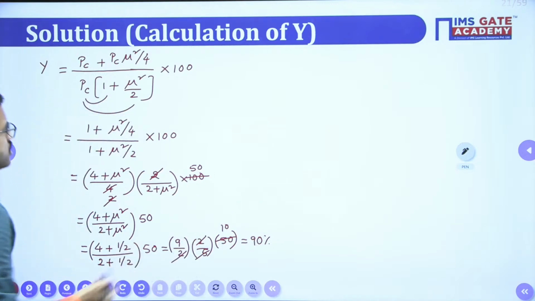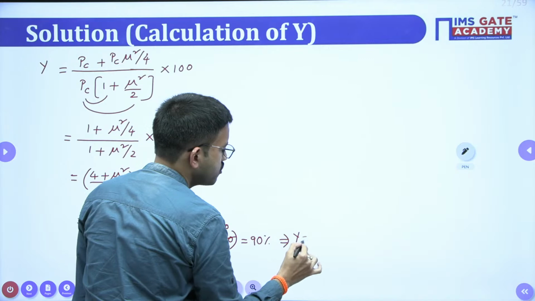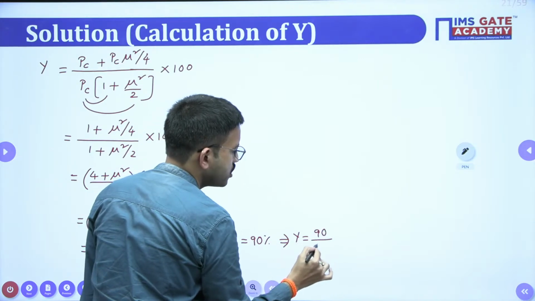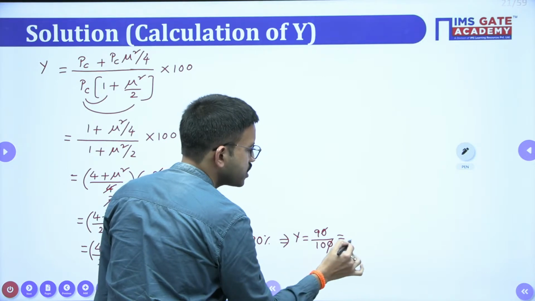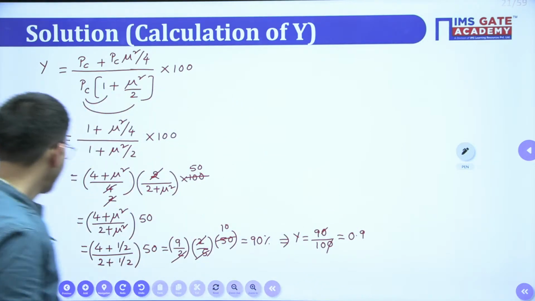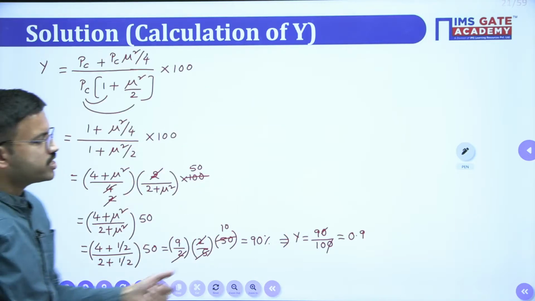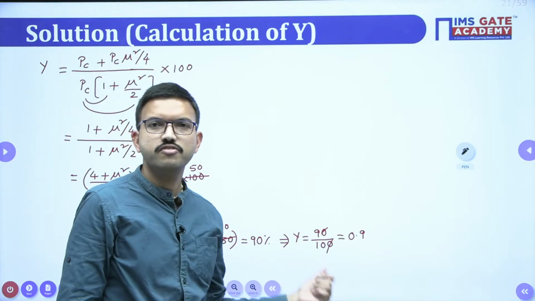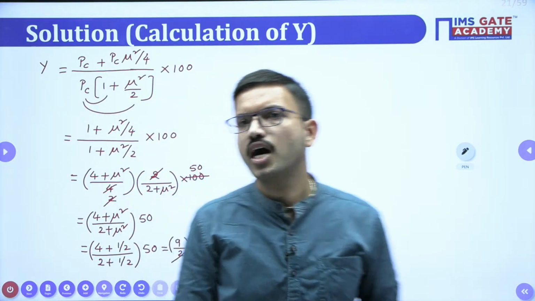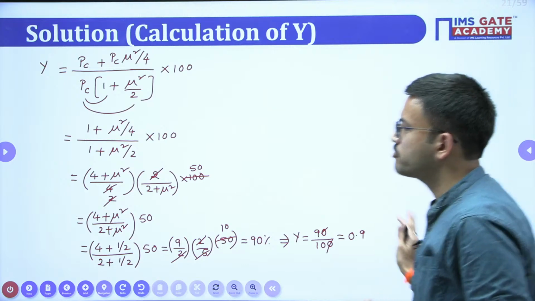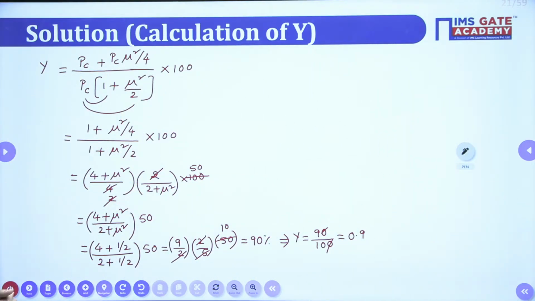So if you write in the normal value, you will get Y equal to 90%, which is nothing but 1 by 100. Here also 0 will get cancelled. 9 by 10 is nothing but 0.9. So regarding X we got 0.8. Regarding Y we got 0.9. I hope it is clear up to this point for everyone. So all of you please respond. Up to this point, is it clear or not? If you are having any doubt, you can ask regarding the calculation of X and the calculation of Y.